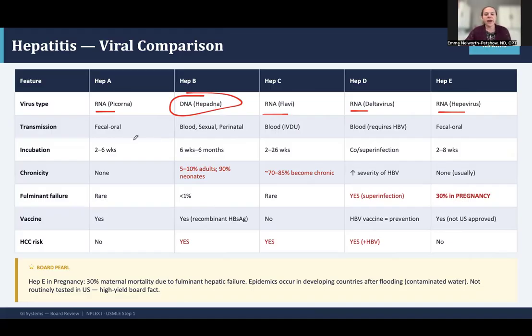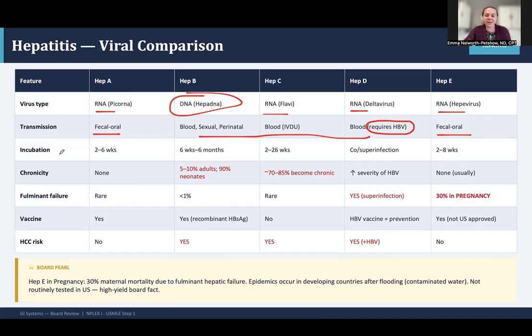Now, transmission: you have two types that are fecal-oral, Hep A and E, and then you have Hep B, C, and D that are typically blood, sexual, or mucosal transmission. Of note, Hep D does require a co-infection with Hep B to actually cause a superinfection or a co-infection.